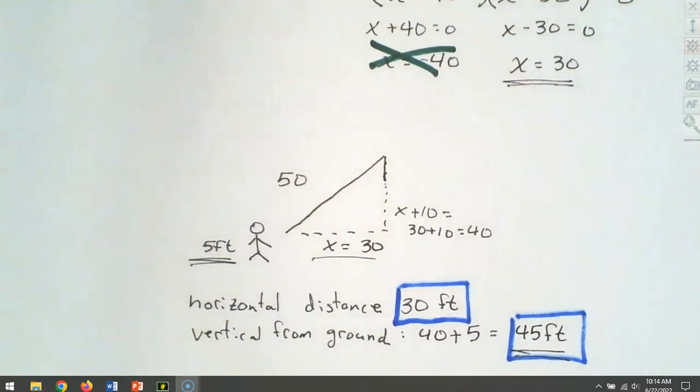So we answered the question, worked it out completely. Question 37.